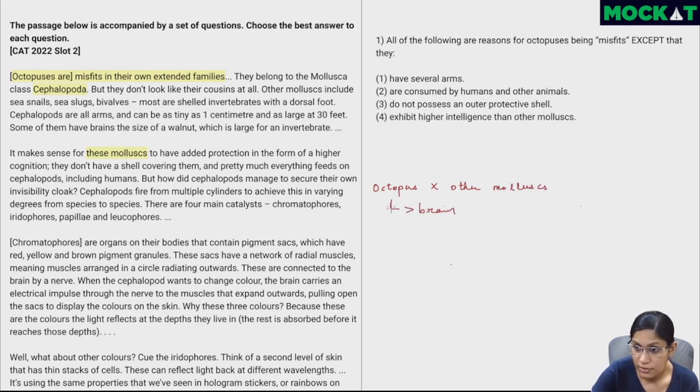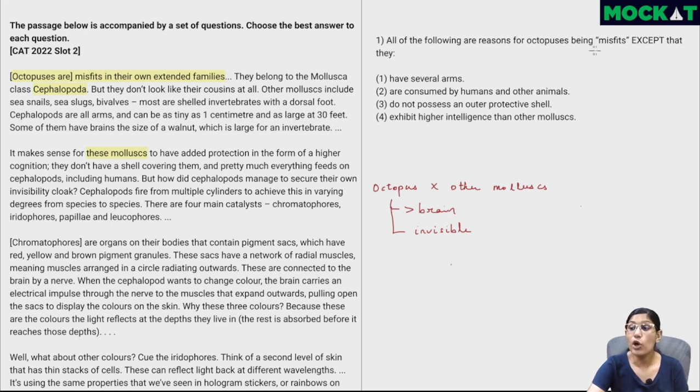Now, the next paragraph is all about chromatophores. So probably going forward, we are going to learn about how octopuses become invisible. So since we've already understood why octopuses are misfits in their own class, let's try to solve this question. If at all there's something which we haven't covered so far, we can leave it and come back to it later. So let's look at the options.